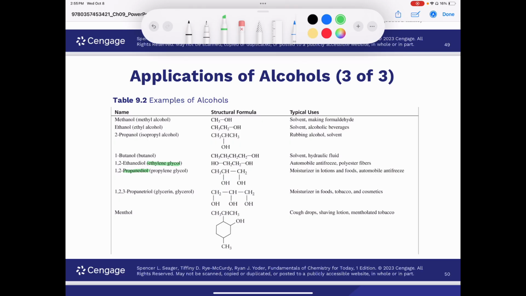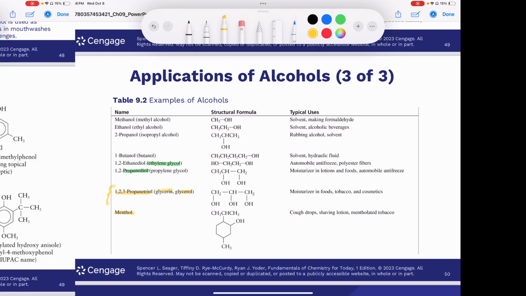So you can see that it's known by the names glycerol, glycerin, 1,2,3-propanetriol, and it is a moisturizer in foods. It's found in cosmetics as well. And glycerol, I think I told you this in a previous video, comes from the hydrolysis of animal fat. And then the last one is menthol. I'm sure some of you have heard of menthol before. It's found in cigarettes, or menthol cigarettes anyway. It's also found in things like cough drops and shaving lotions and probably some kinds of gums and things like that.